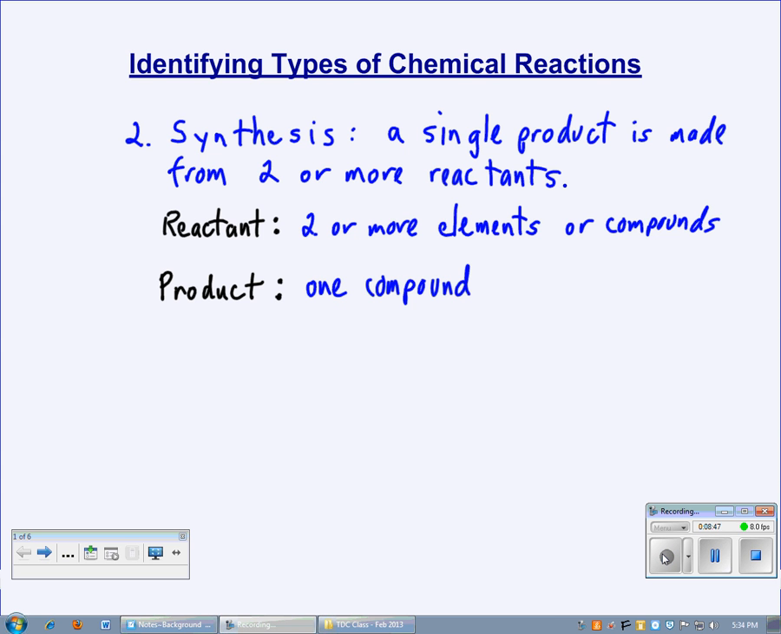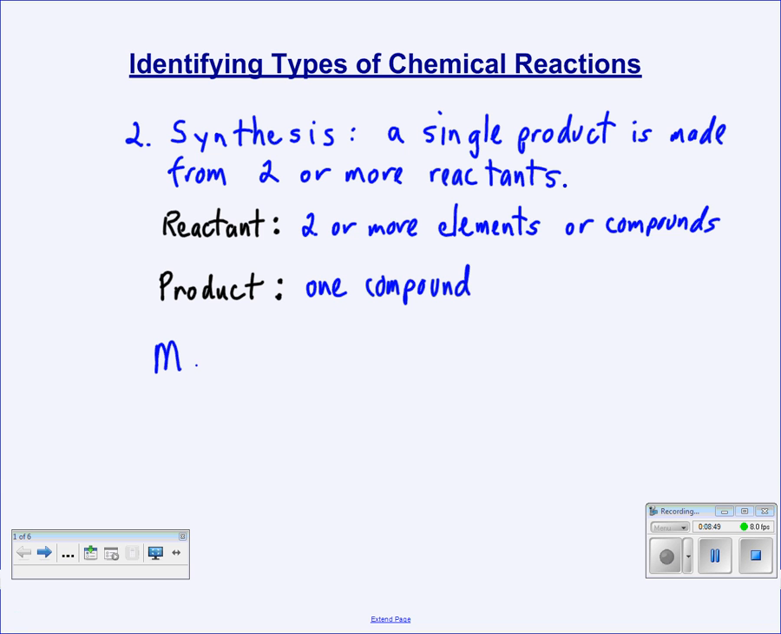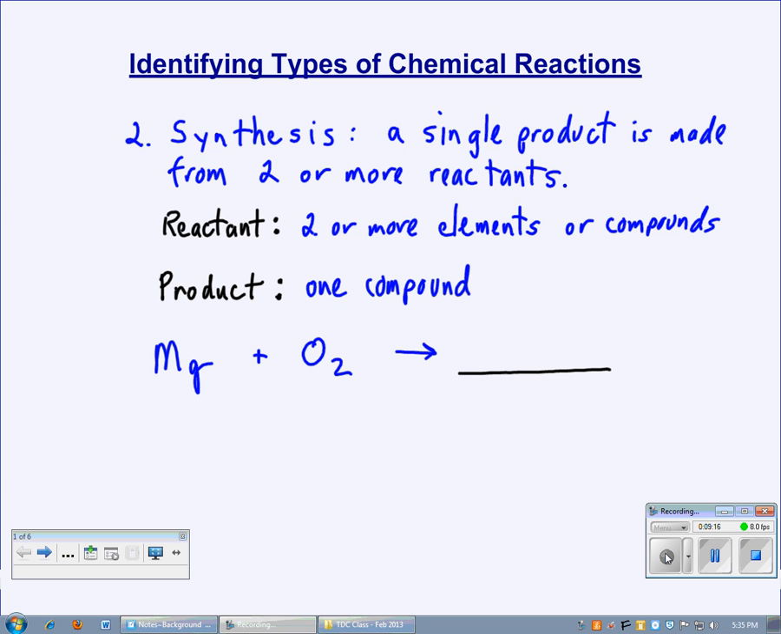If I took magnesium, the metal, and I reacted it with oxygen. Now this is not a combustion reaction because magnesium is not a hydrocarbon. If I took magnesium plus oxygen, and you saw that there were two elements there, you have to think, the only thing these two elements really could do is combine into one thing. That is, magnesium would then bond to oxygen.